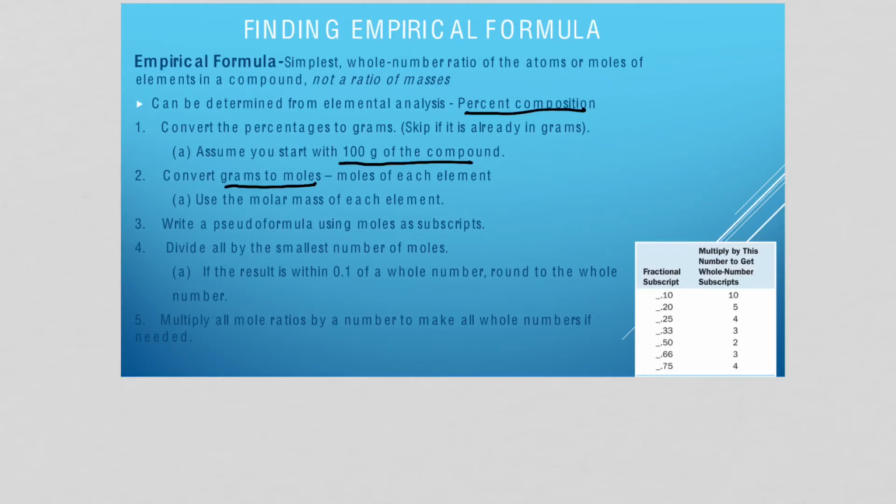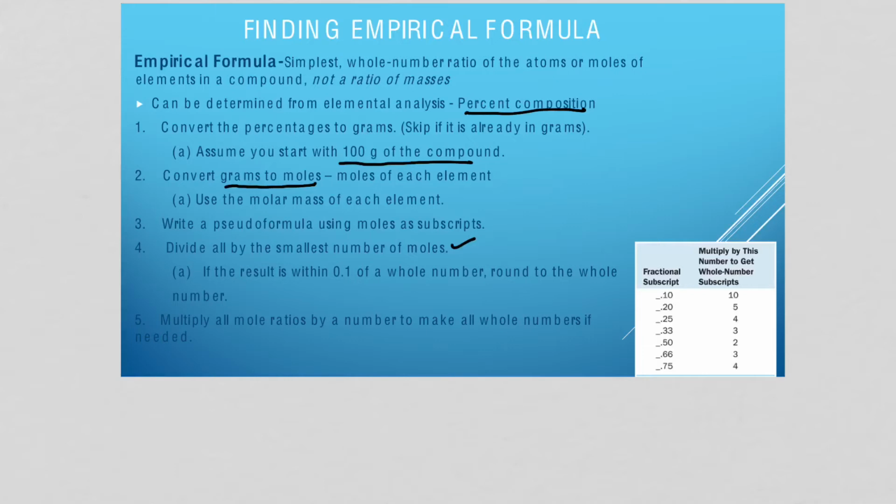So the first thing that we always do is divide through by the smallest number of moles. This is going to take that smallest number and make it 1, and then everything else will be relative to that. Now, this may well give you whole numbers.